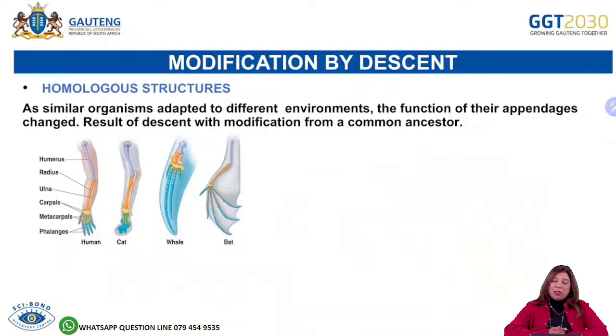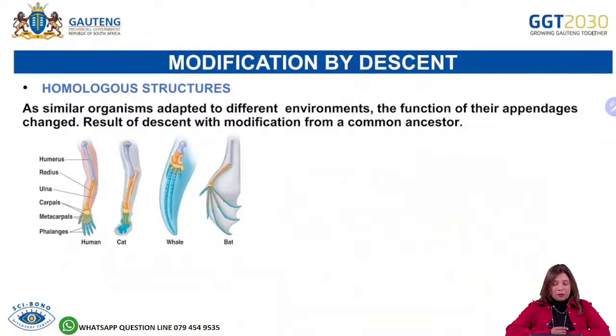So what we are doing today is we're going to continue with evidence for the theory of evolution. Remember, it is a theory, and now we are asking ourselves, why is it that scientists believe in this theory? So this is the evidence that we are going to unpack.